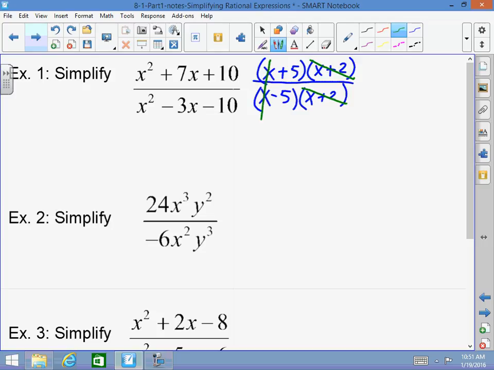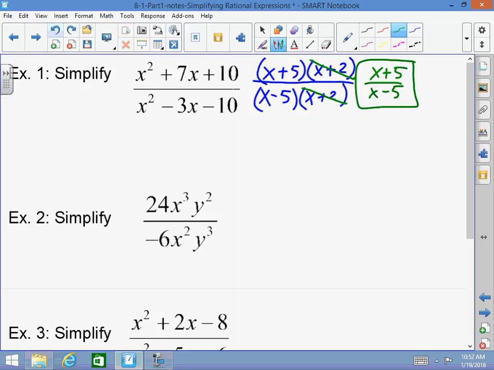You canceled out these x's. Is that a legal math operation? No. So whoever said negative 1, I'm sorry, but no, you're wrong. This is x plus 5 over x minus 5. Those are not identical polynomials. You're done. You cannot simplify any further. Done.